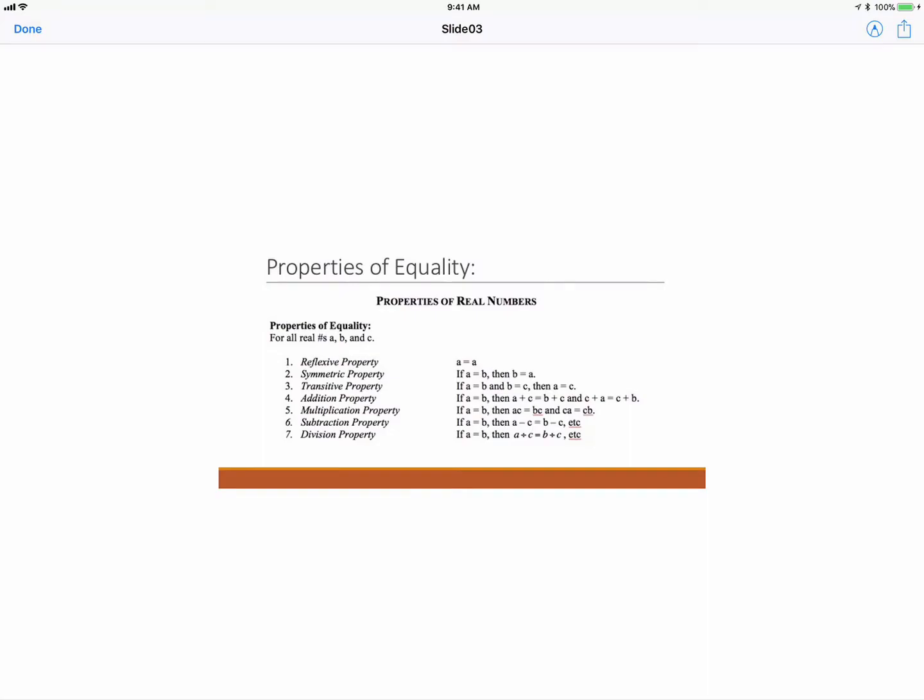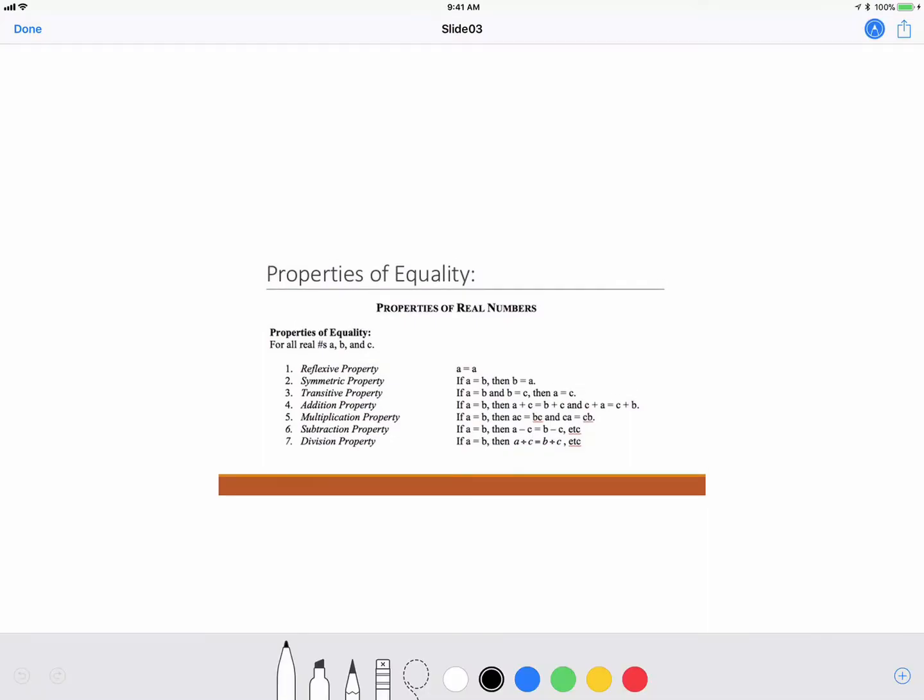The properties of equality that we discussed yesterday. Now, we did discuss the reflexive property. That was one where we discussed, A is equal to A, or some algebraic expression is equal to another algebraic expression. Now, I know these properties are properties of equality, but you can associate them with expressions.